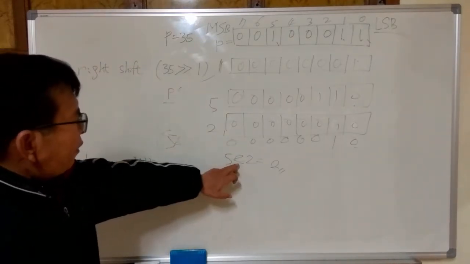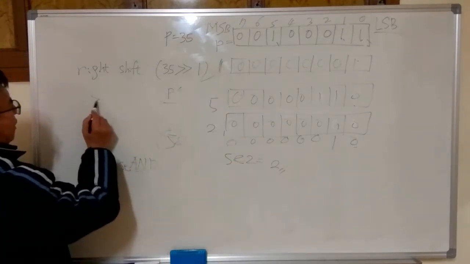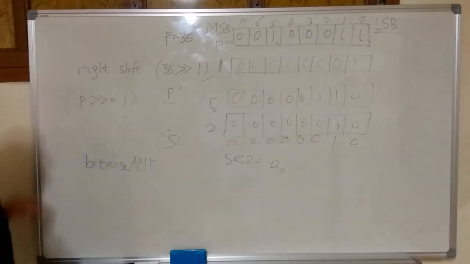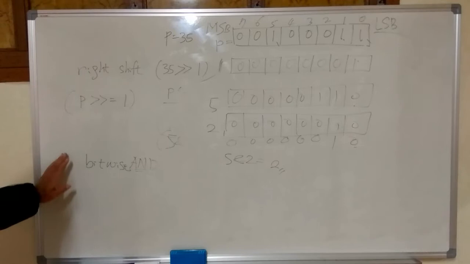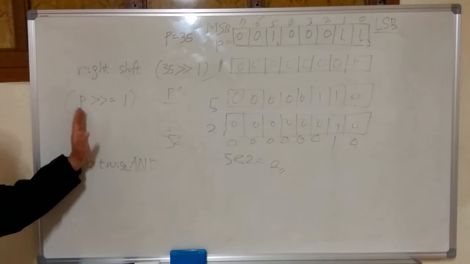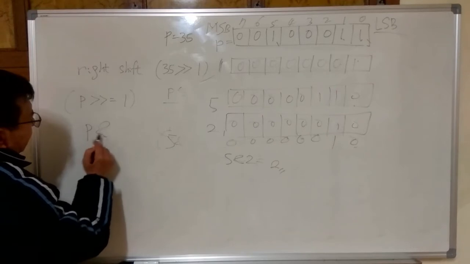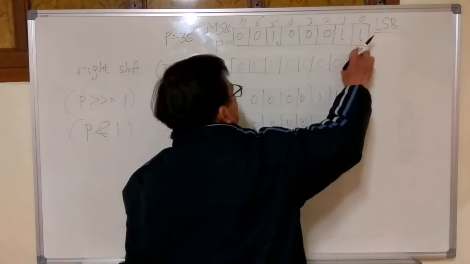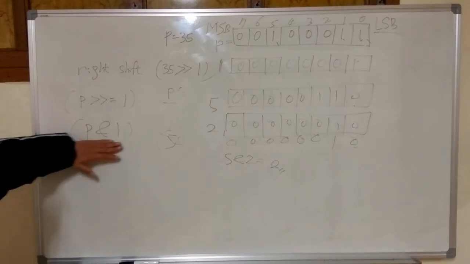So, bitwise AND operation. I explained operators something like this. What does it mean? It means we shift the binary digits of P to the right by 1 bit and assign the result to P. And P ampersand 1 means the least significant bit, the value of bit 1, either 1 or 0. The result is 1 or 0.